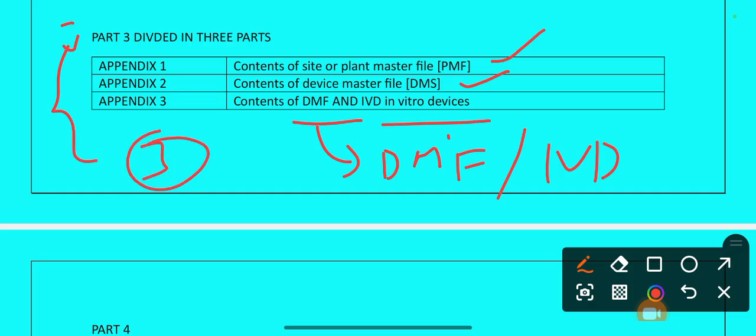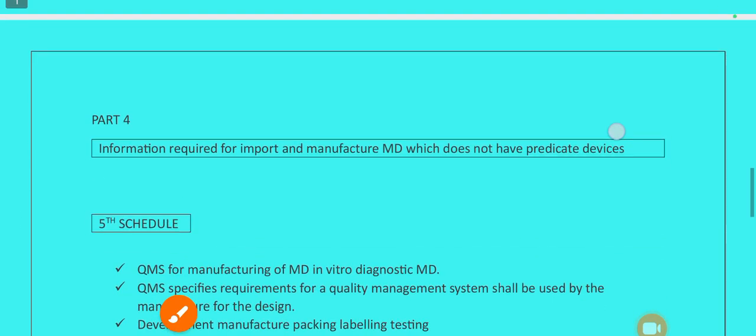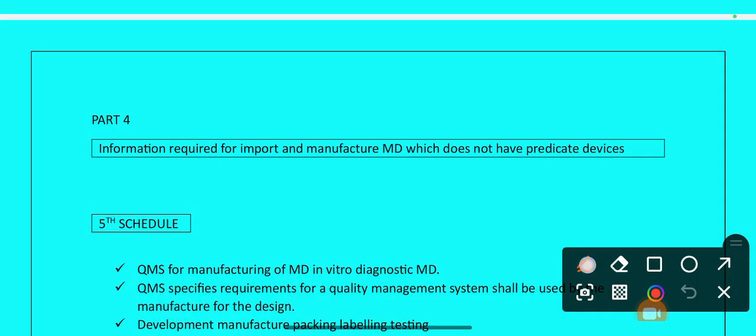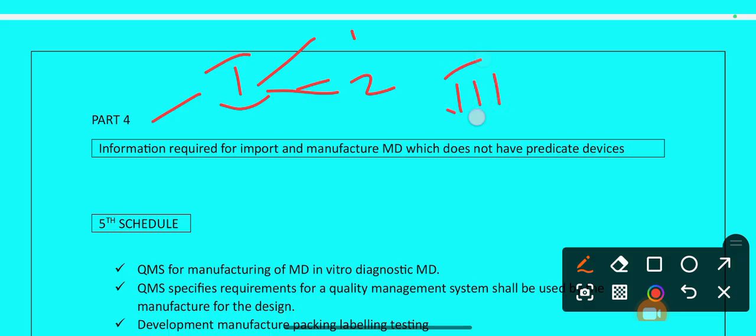Okay, finally the fourth schedule, part 4. What is part 1? Part 1 is the power of veterinary, and it is divided into 2 parts, 1 and 2. Next, schedule 4 in part 3: part 3 is appendix 1, appendix 2, appendix 3.